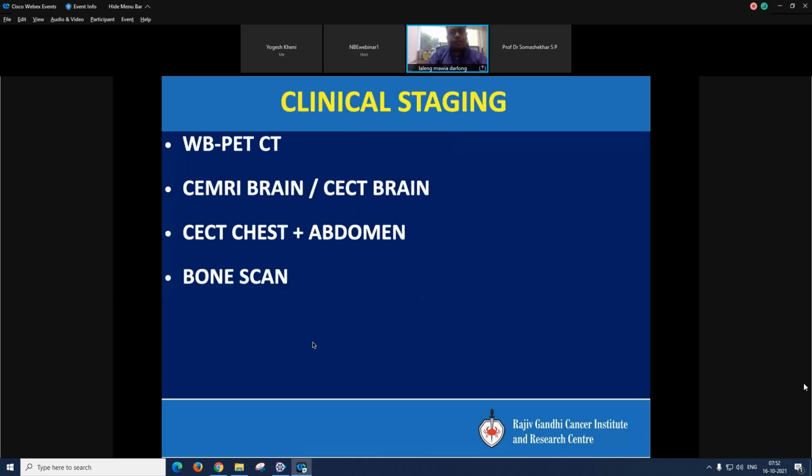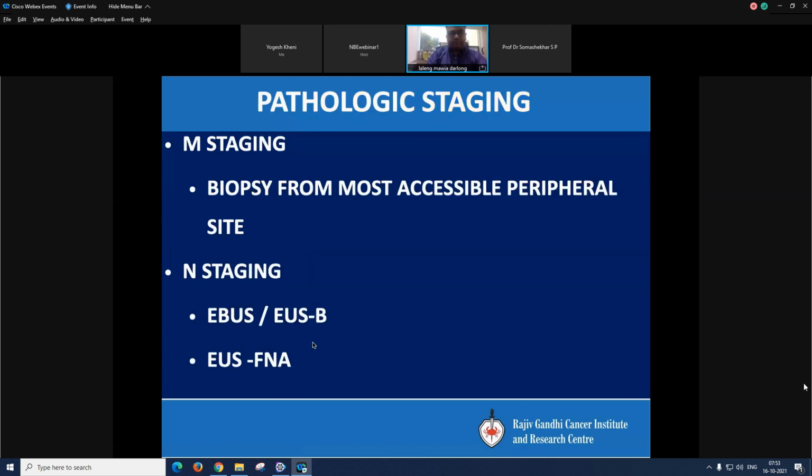So clinical staging, this is what we use routinely now, the whole body integrated PET-CT. When you don't have this, you can use the CT chest plus abdomen along with the bone scan. The role of MRI brain is definitely very, very important now. I think all cases of NSCLC should get a contrast MRI brain done now, with the changing scenario in management and with metastatic disease being very, very prevalent. And they're being treated now with various novel agents in our kitty.